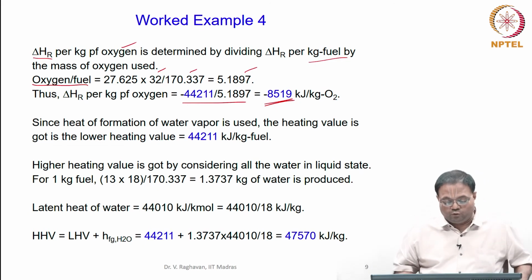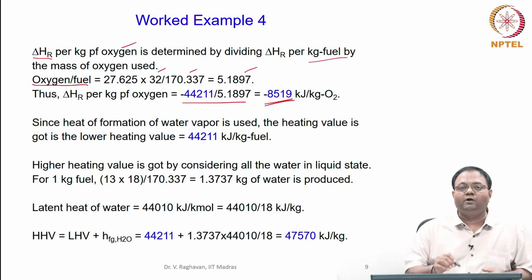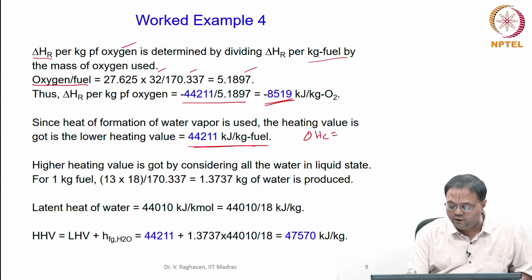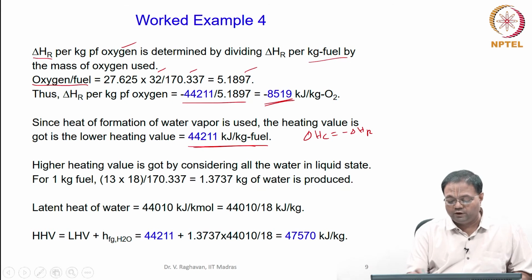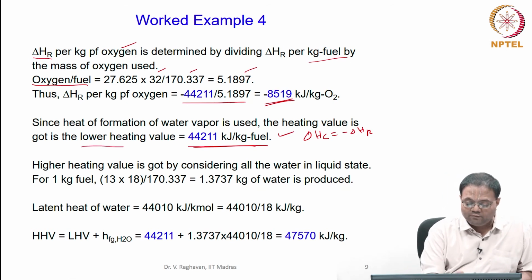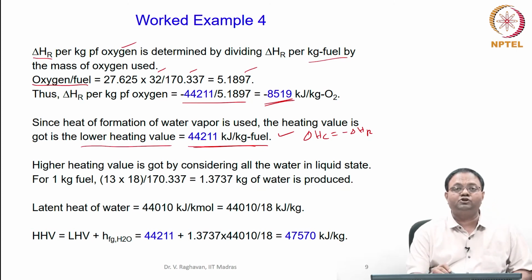Okay. So, now what is higher calorific value? What we have got here is, for kg of fuel, delta Hc will be equal to minus delta Hr. So, per kg of fuel it is positive now, delta Hr was negative, so negative of the negative will be positive here. So, this is the lower heating value. Why is it lower heating value? Because we have water vapor in the product here.